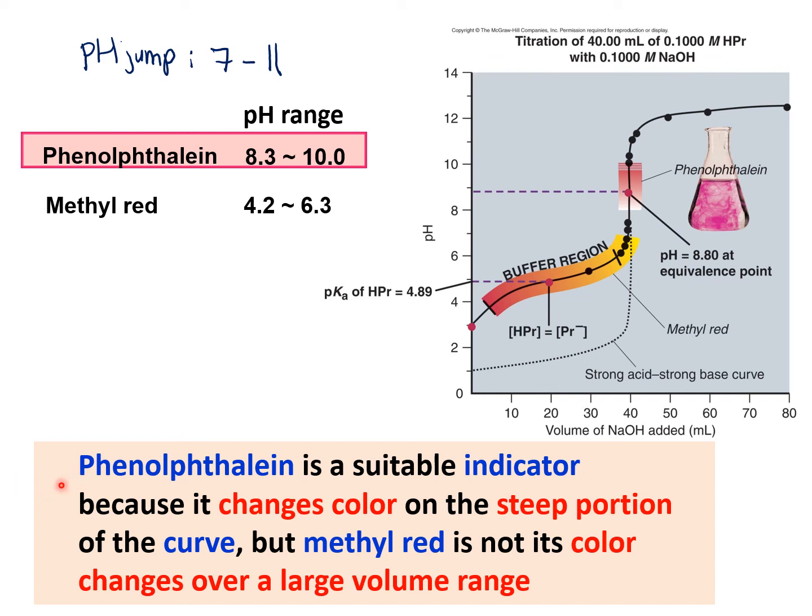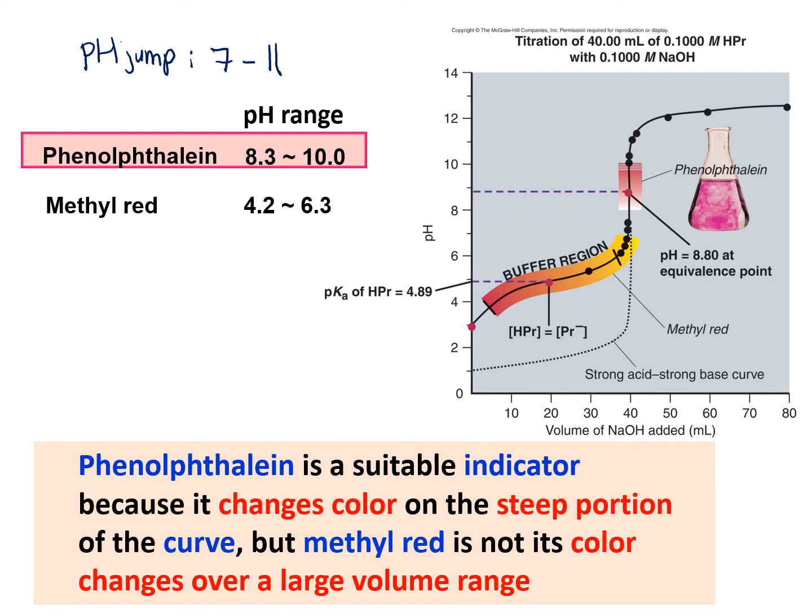So phenolphthalein is a suitable indicator because it changes colour on the steep portion of the curve. Steep portion maksud kita punya pH jump. But methyl red is not, because its colour changes over large volume range. Dia akan berubah dekat sini, dekat bahagian buffer region. Jadi tak sesuai lah kita punya methyl red dekat sini. So, like I said in the previous video, setiap satu awak punya reaction acid and base, you need to know at least one suitable indicator.